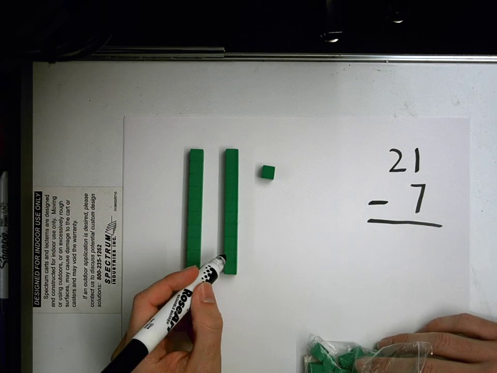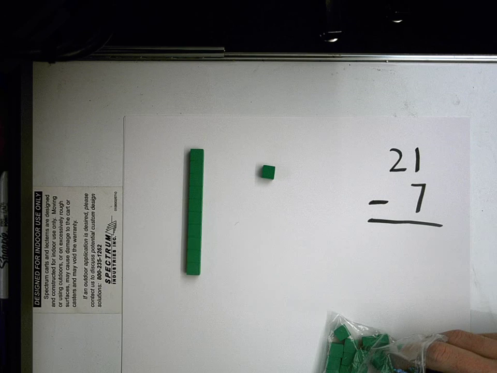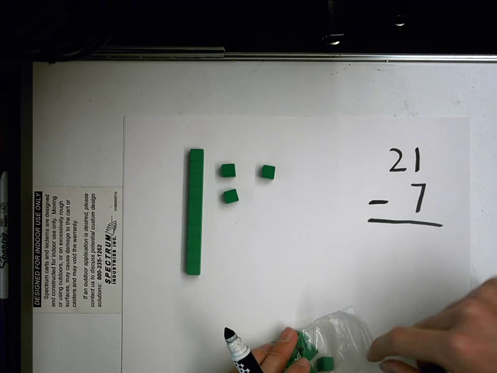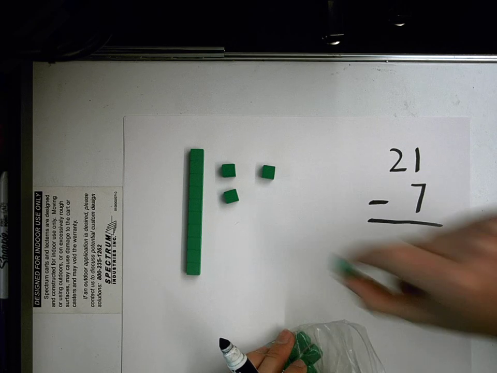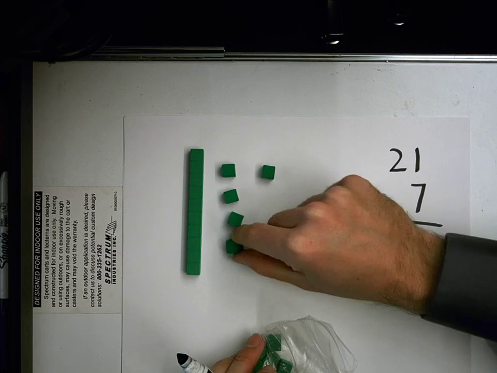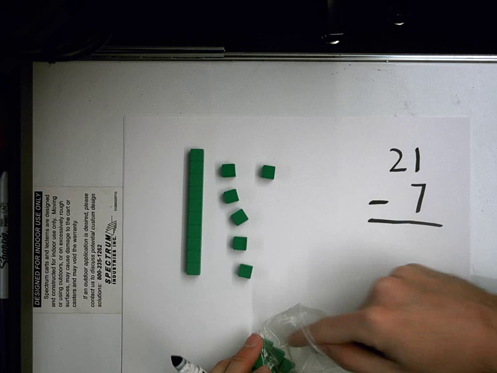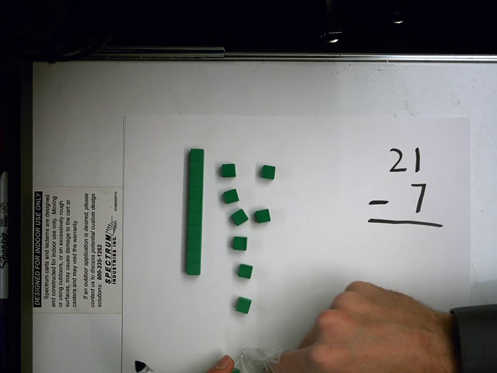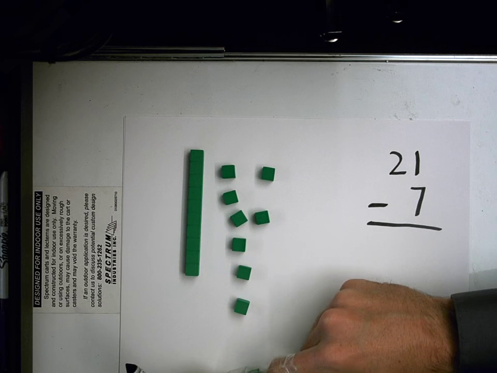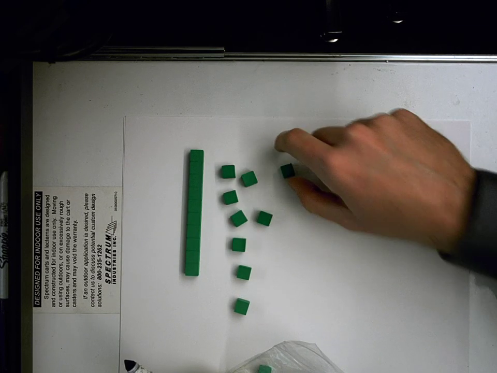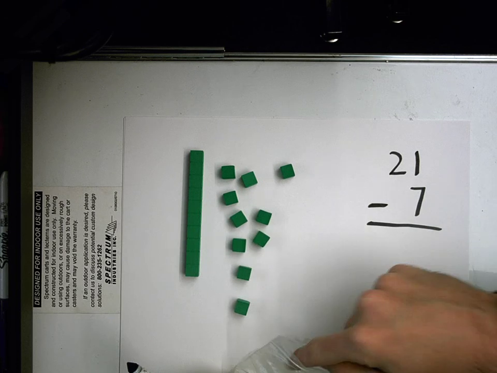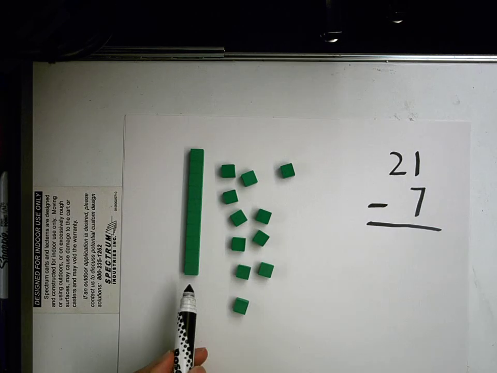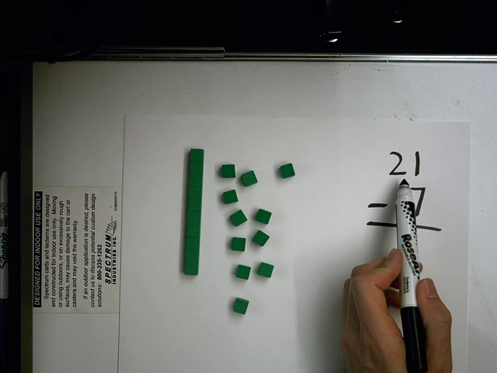Okay, I could break these apart, but I don't want to break them apart because I don't want to ruin it. So I'm going to move that out, and I'm going to put 10 ones right here in their place. So there's 5, 6, 7, 8, 9, and 10. Now, I no longer have 2 tens.